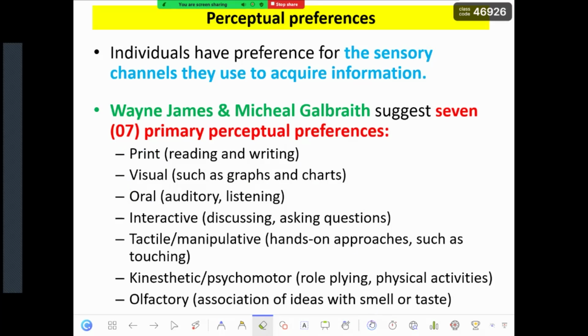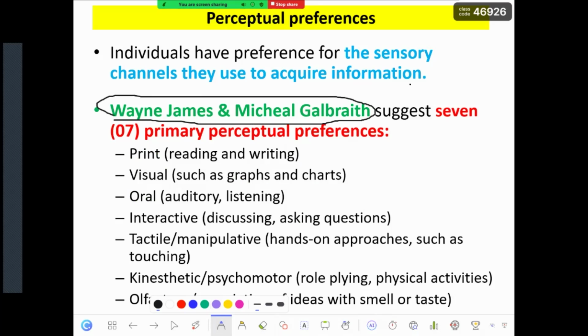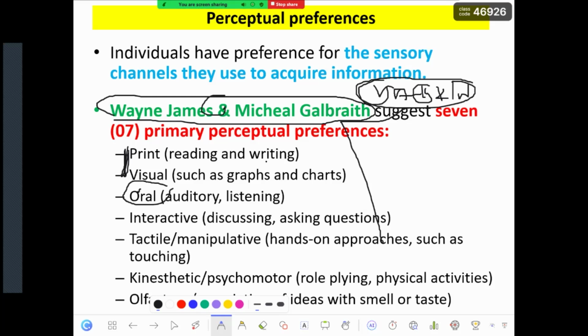Then auditory learning, the same thing, right? So these people highlighted the same idea, the VARK model: visual, auditory, kinesthetic, and reading and writing. This model is highlighted in another way by these people. Visual, then oral, apart from this, because auditory is listening, but oral and auditory, listening, are both the same thing.